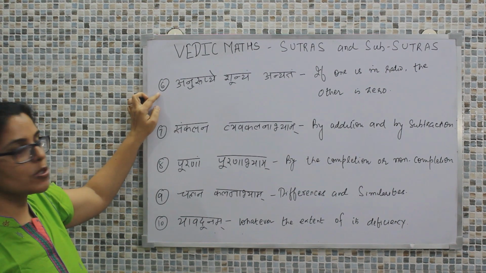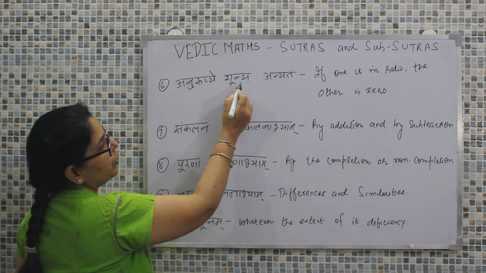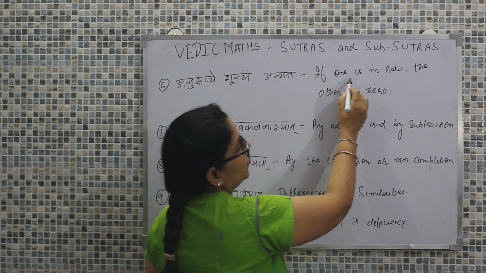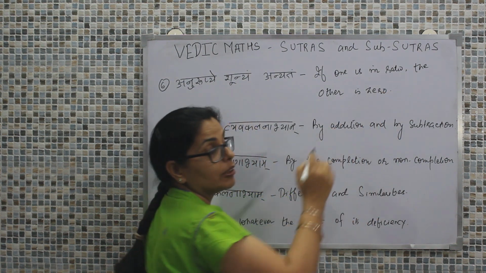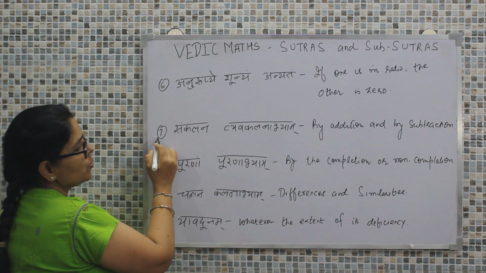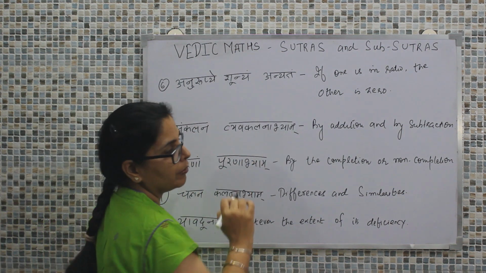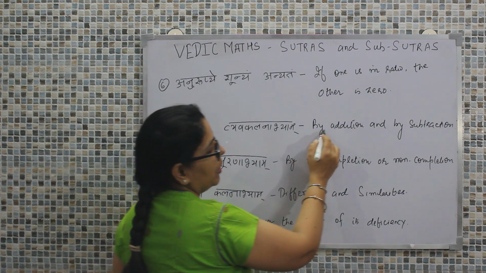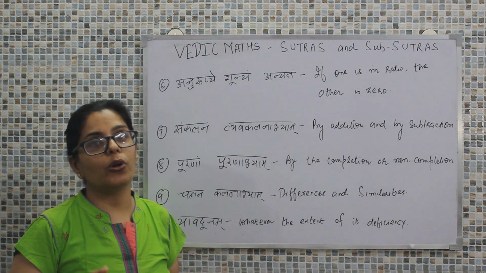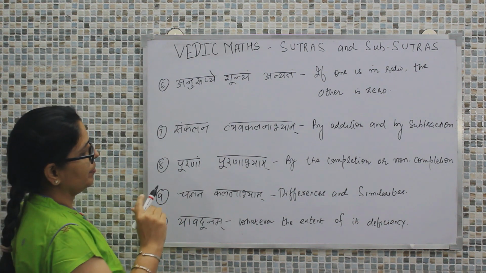Coming to the sixth sutra, that is Anurupye Shunyamanyat. It means if one is in ratio, the other will also be defined as 0. The seventh sutra is Sankalana Vyavakalanabhyam. This means by addition and by subtraction. This sutra is used for solving simultaneous linear equations.